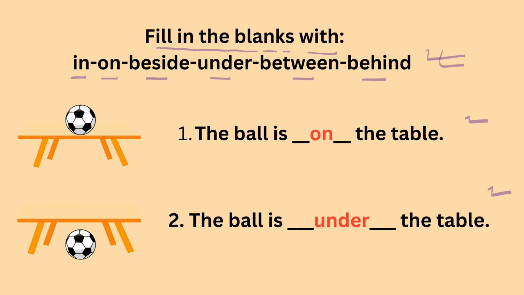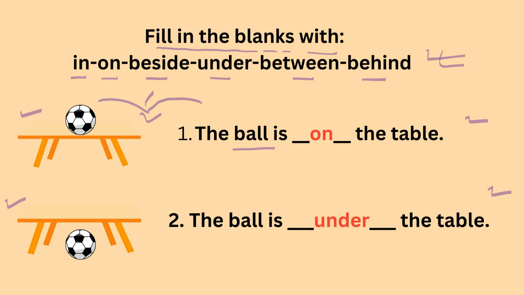Now how we have to put? First we have to look at these pictures. Now we'll see these pictures and we have to then read the sentence, and by comparing the picture and the sentence we have to find the preposition. Let us read the first sentence. The ball. So here we have to identify the position or the place of the ball. The ball is dash the table.